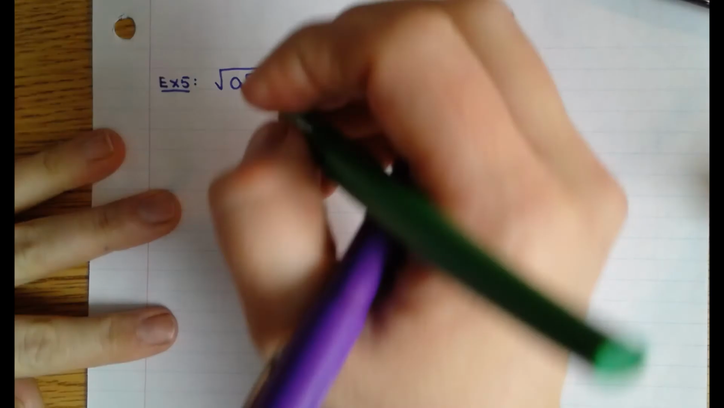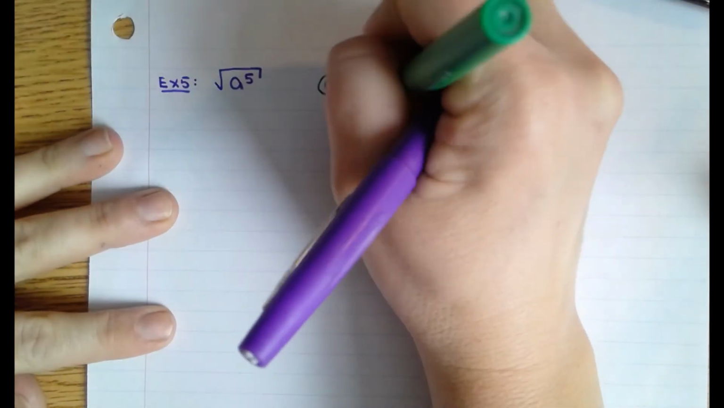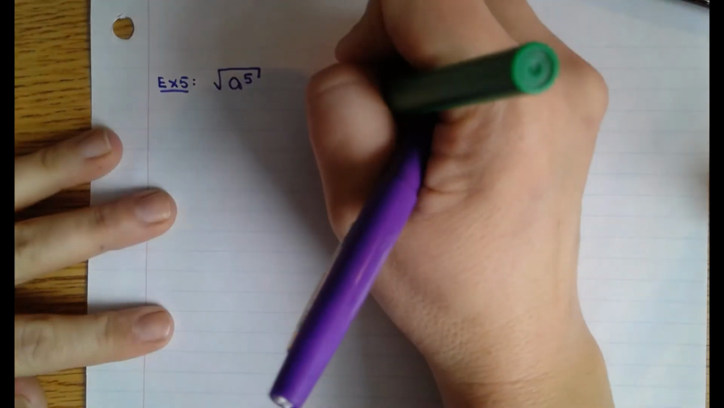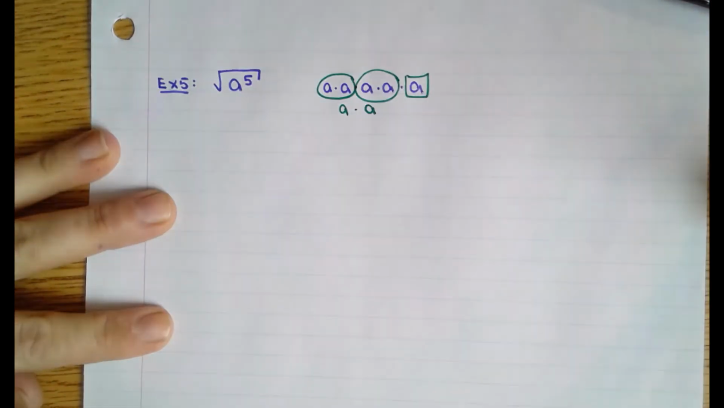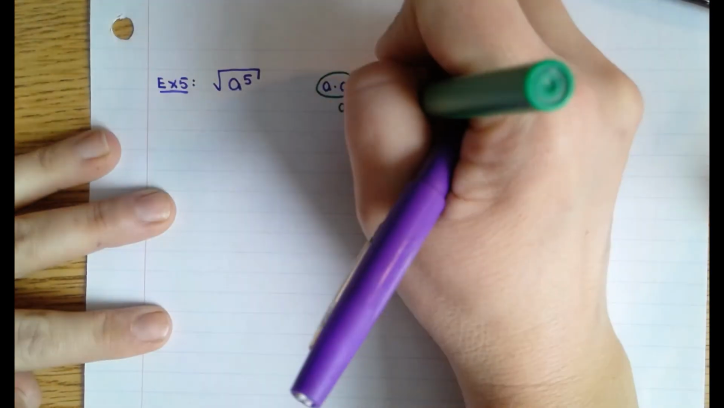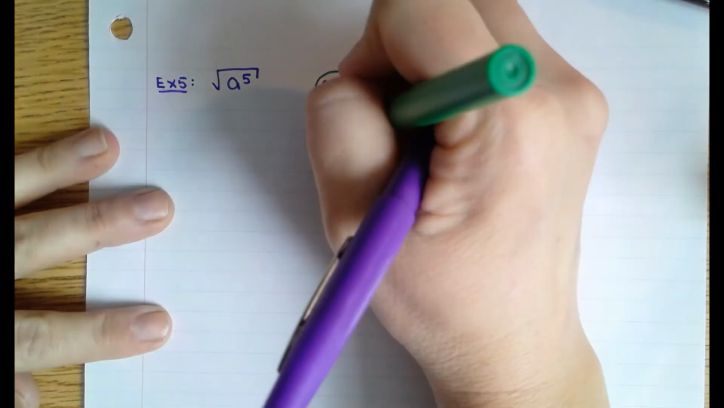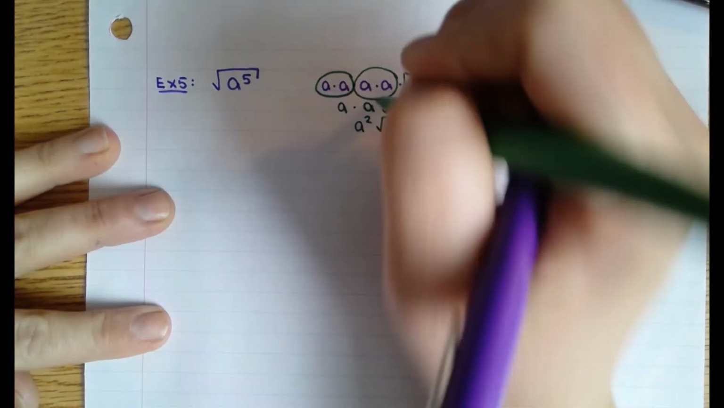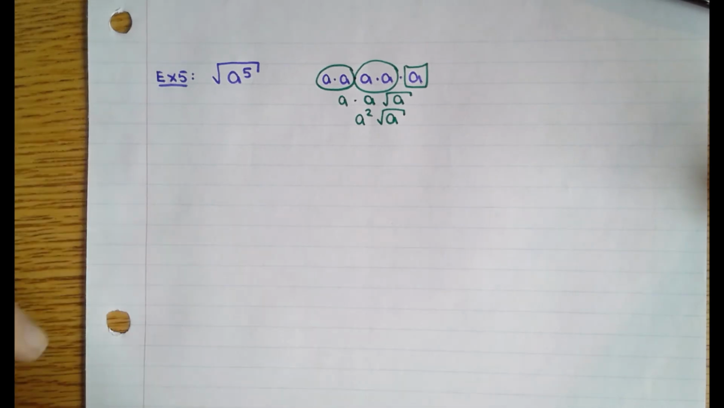I find a pair, and a comes out. I find another pair, another a comes out, and this guy stays inside. And then I'm going to simplify it. A times a is a squared, root a. Nice. Okay, take a moment and write that down.